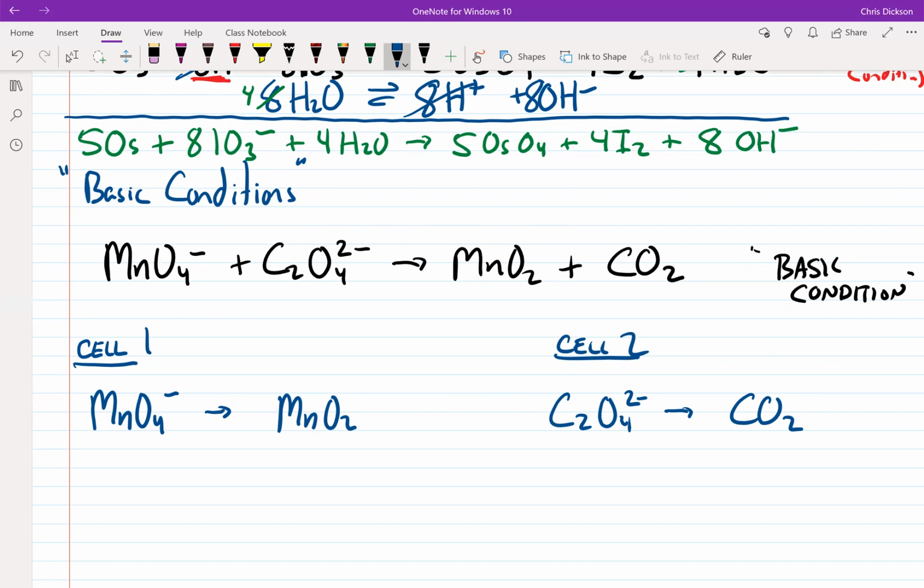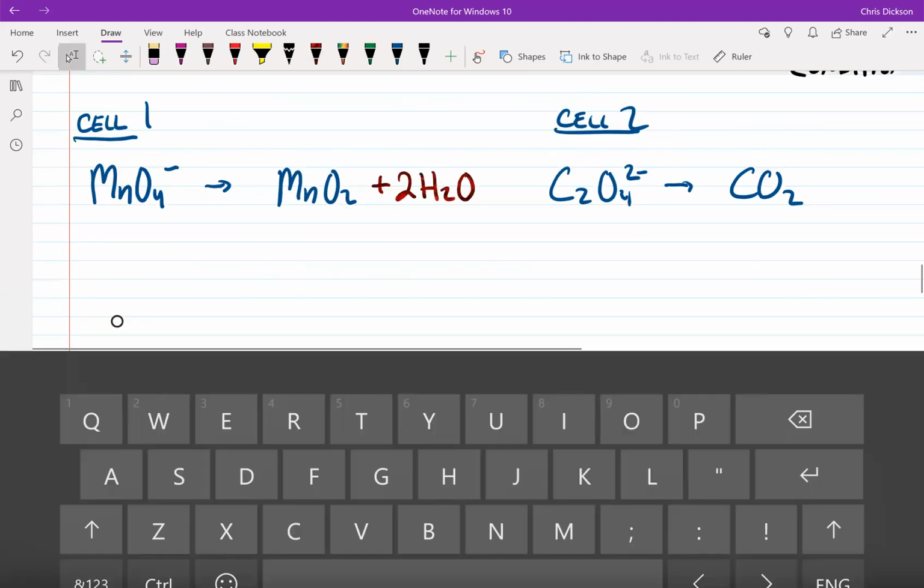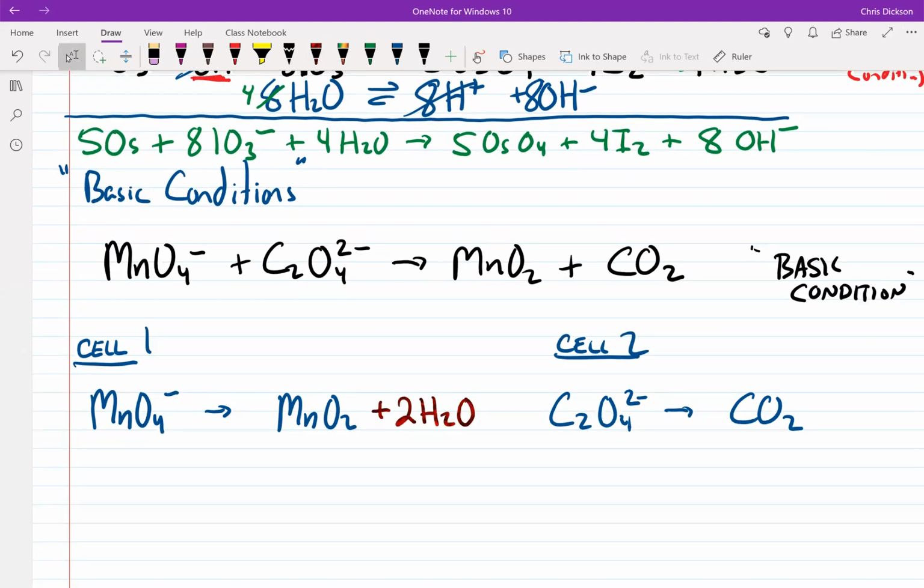So left-hand side, major species is Mn. There's 1 on both sides. I've got 4 oxygens and 2 oxygens. So let's add 2 more oxygens by adding 2 waters. I'm going to do it on the right-hand side here. So now I've added, oh my goodness, I've added 8 hydrogens. So I'm going to add 8 hydrogen. Oh, just squeak that in.